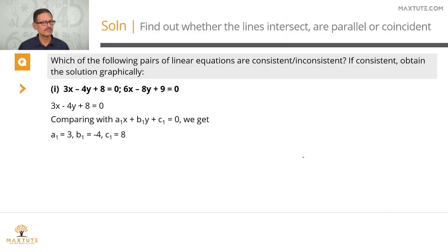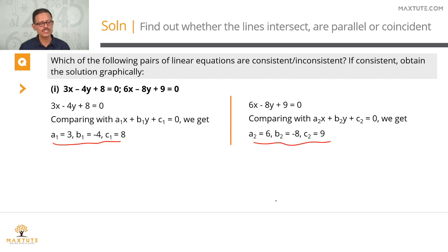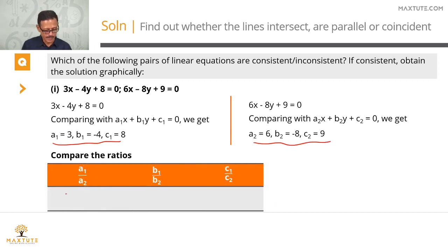We're going to run through the same thing. We're going to find out A1 by A2, B1 by B2, C1 by C2. These are the values of A1, B1, C1. These are the values of A2, B2, C2. So A1 by A2 is 3 by 6, which is equal to 1 by 2. B1 by B2 is minus 4 by minus 8, which will reduce to 1 by 2. C1 by C2 is 8 by 9.